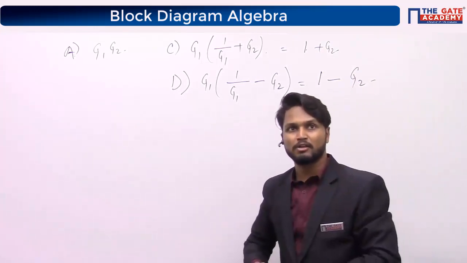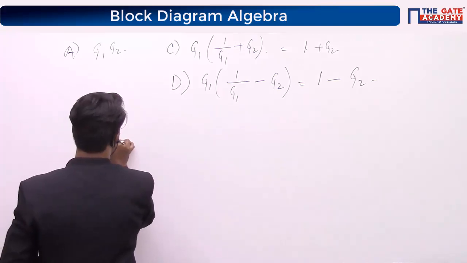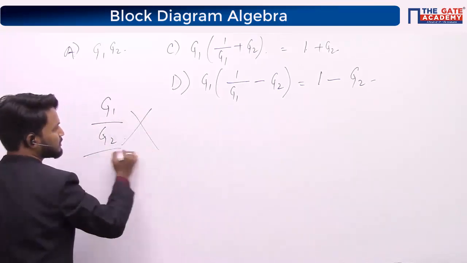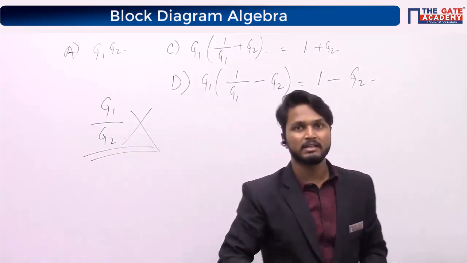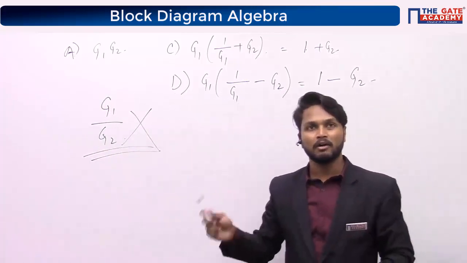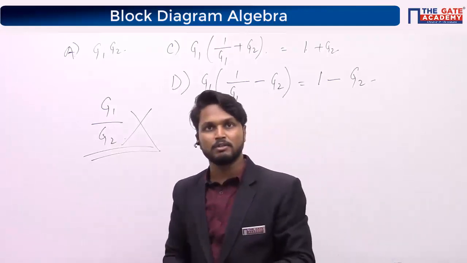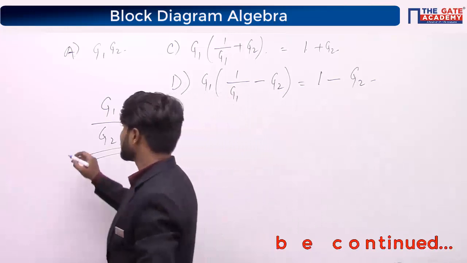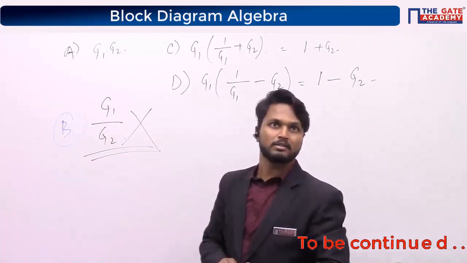The only thing that is not possible is G1 plus G1 divided by G2. You cannot implement G1 divided by G2 using any of these techniques, that is cascading, paralleling, or any of these techniques. Using any of these, you cannot ever obtain it. Therefore, the correct answer for this question is Option D. Clear?